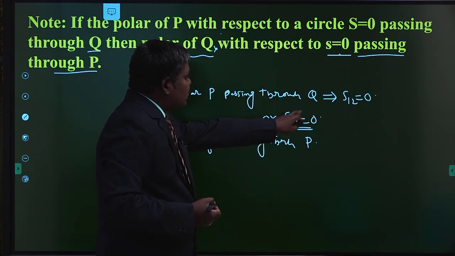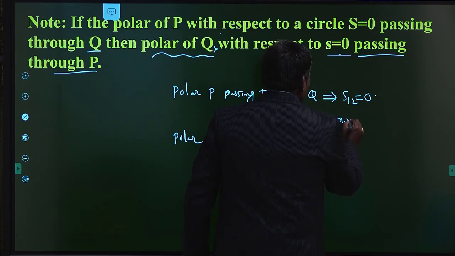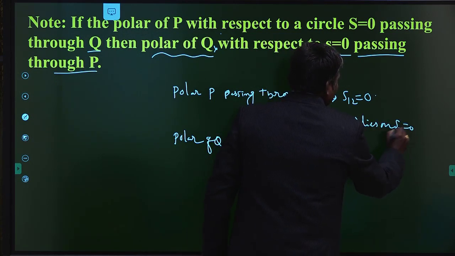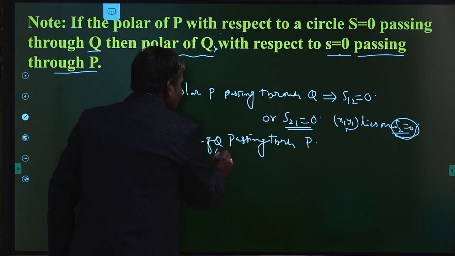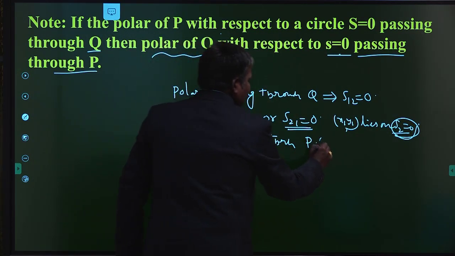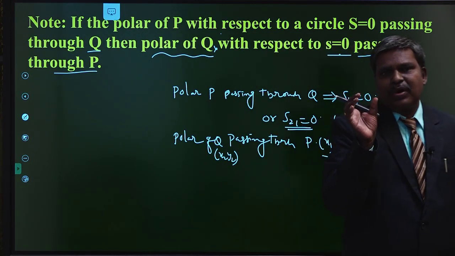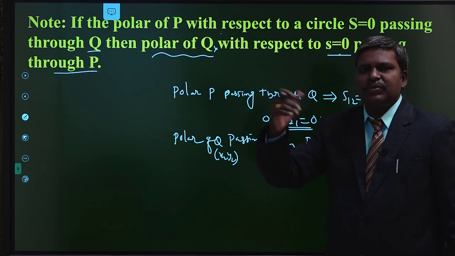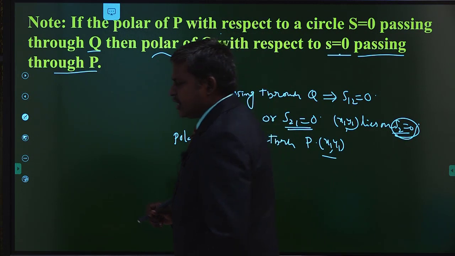So S21 equal to 0 means what now? x1, y1 lies on S2 equal to 0. That is, what is S2 equal to 0? Polar of (x2, y2). So polar of Q(x2, y2) passes through P(x1, y1). Very simple. We can conclude this one. So polar of the point P with respect to the circle passing through Q, immediately polar of Q with respect to the same circle passes through P. This is the note related to that one.